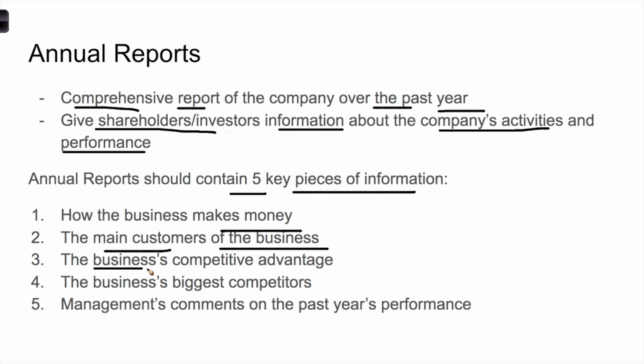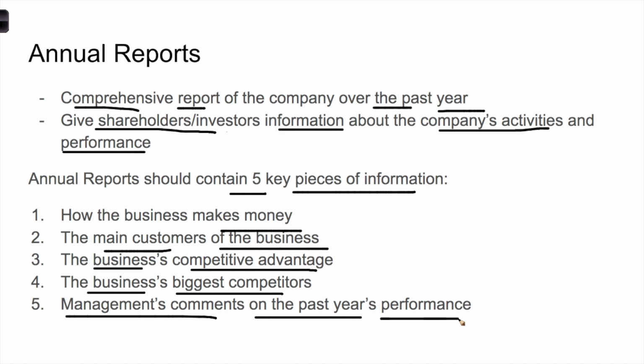Third, the business's competitive advantage. In other words, what makes this business better than all of its competitors? What does it do that makes it better than everyone else? And does this thing give it the ability to continue to grow earnings over the long term? Fourth, the business's biggest competitors. So who's the business competing against? And lastly, management's comments on the past year's performance.